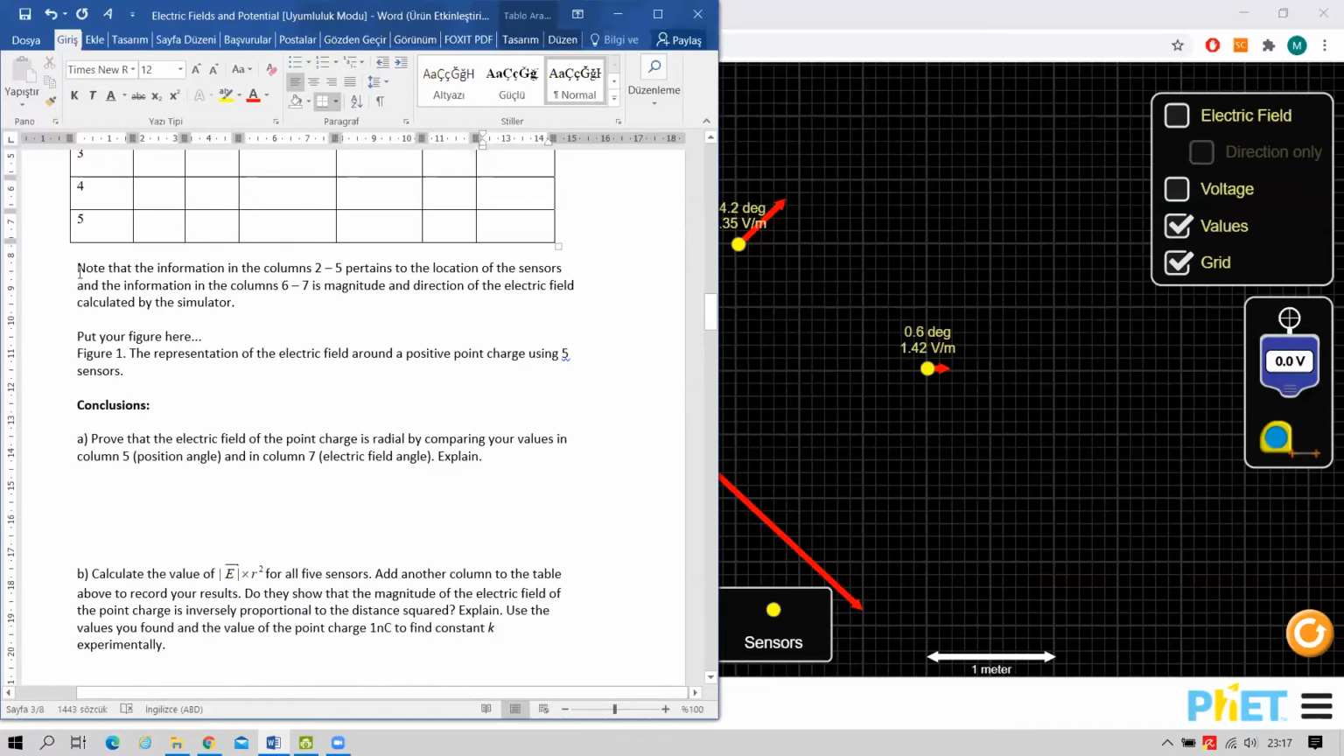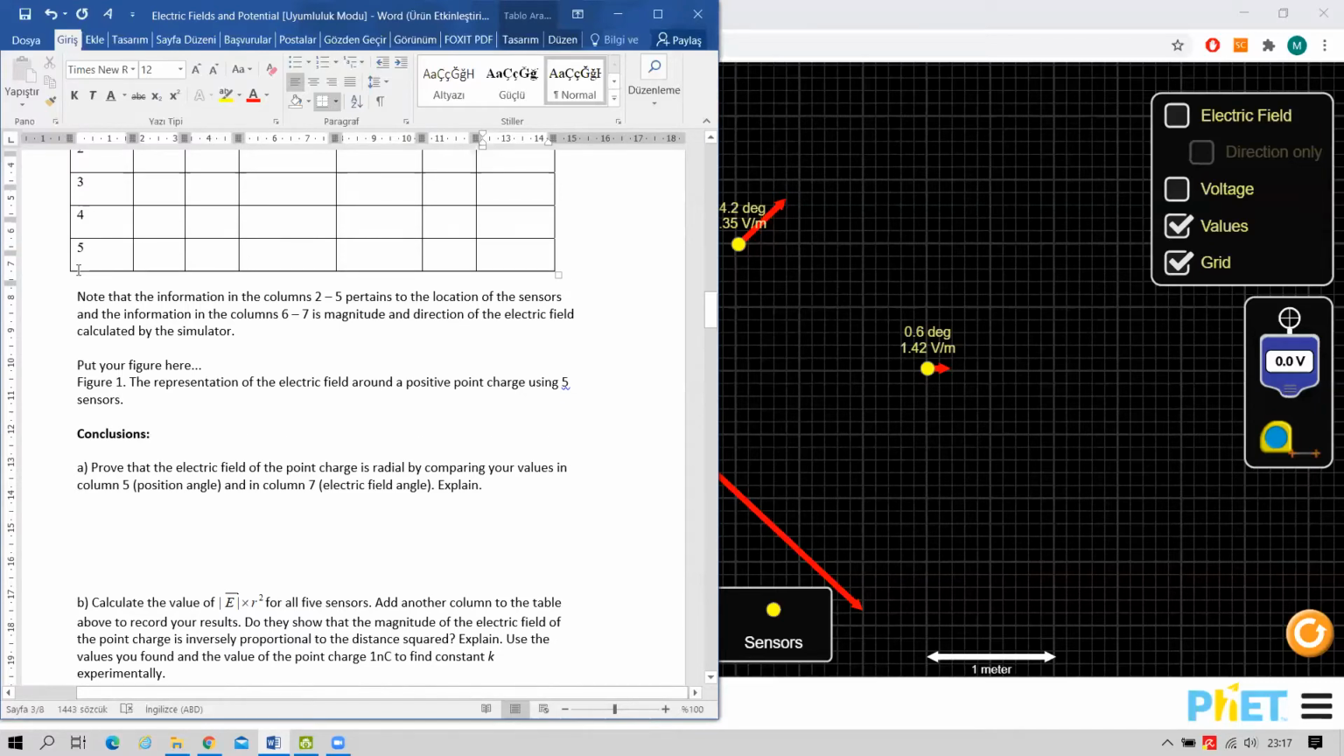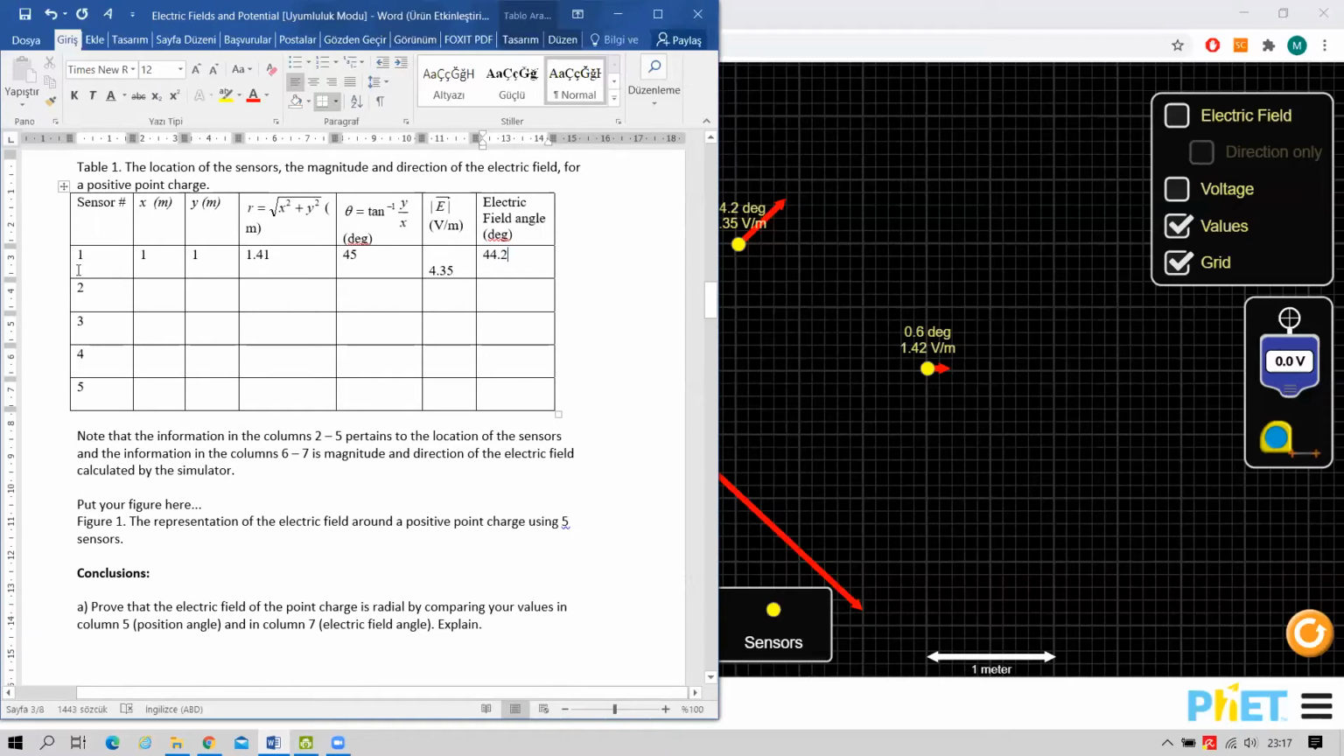And over here there is a note that the information on columns 6 to 7, these last 2 columns, is calculated by the simulator, and columns 2 to 5 are measured and calculated by you, okay? You have to put your screenshot of the playground of your simulation that you will do.